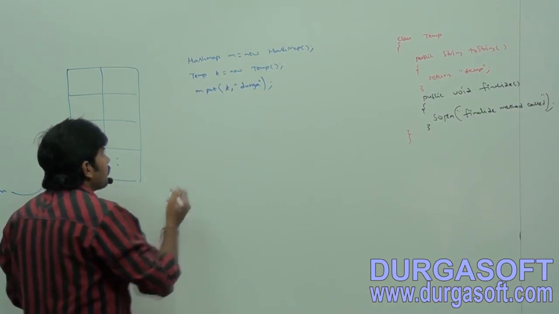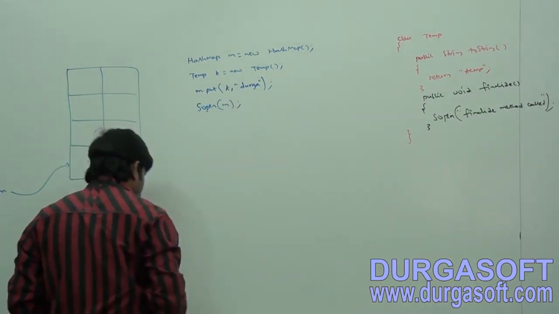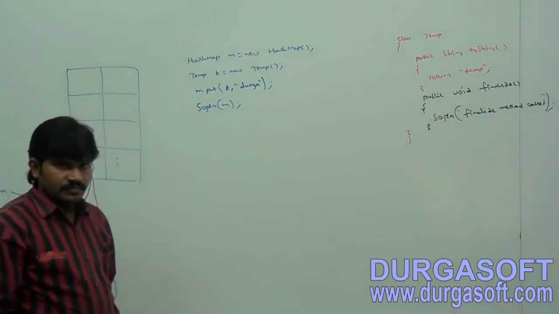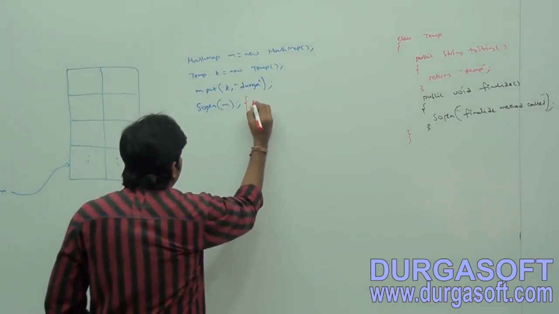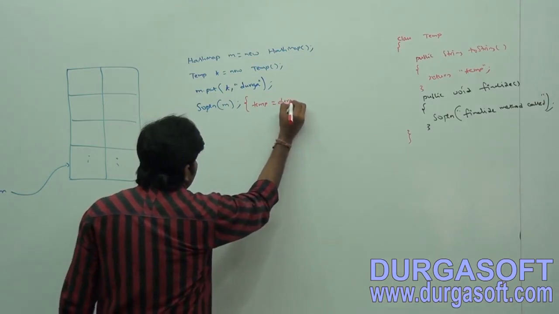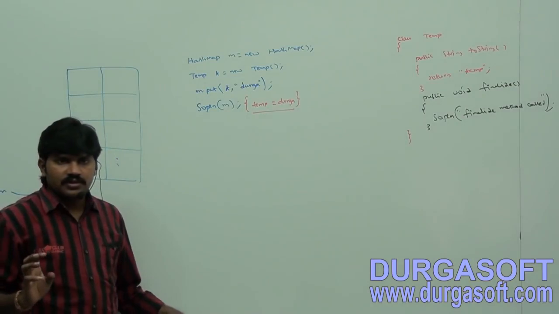Now let me print System.out.println of m. Do you know how many entries are there in the map? How many entries are there in the map? One entry. What is that entry? Temp is equal to Durga, like this we have.